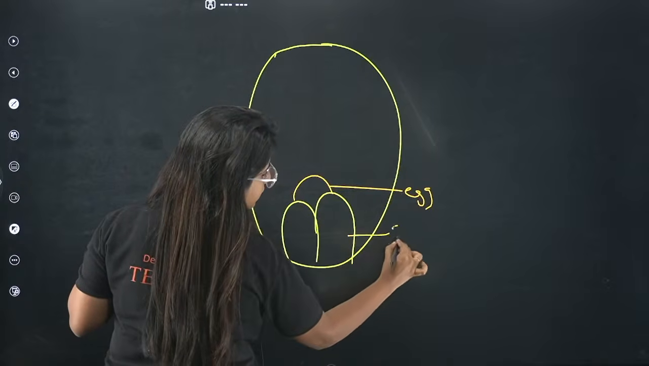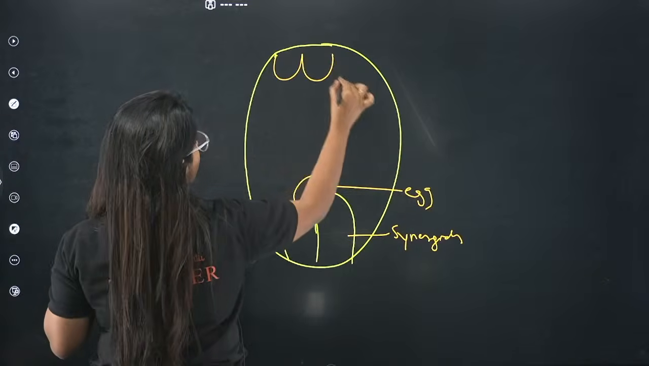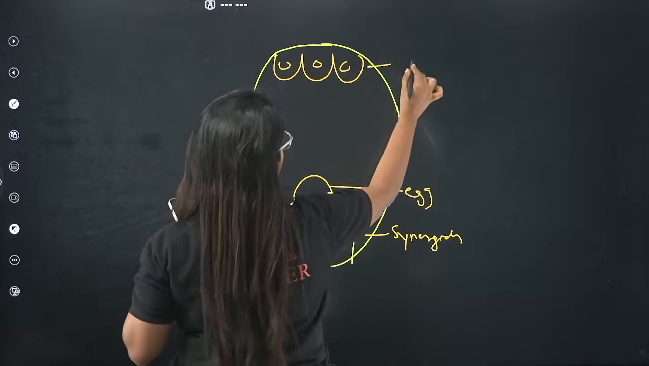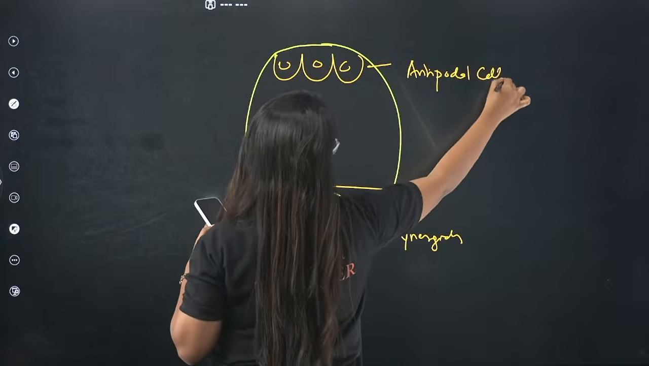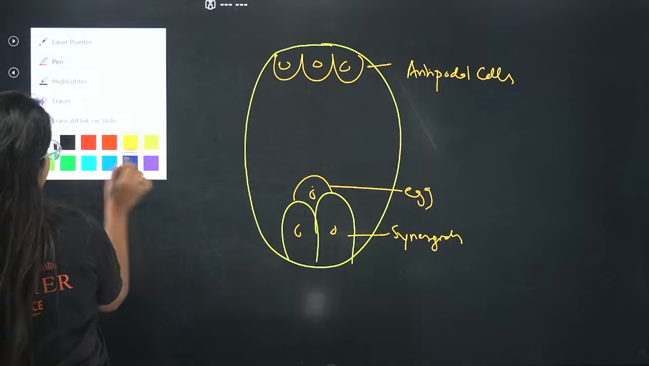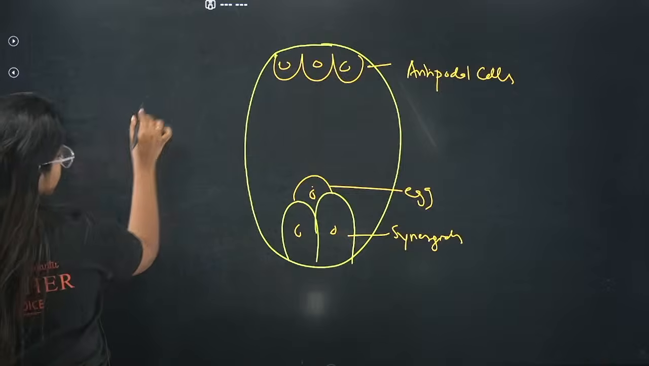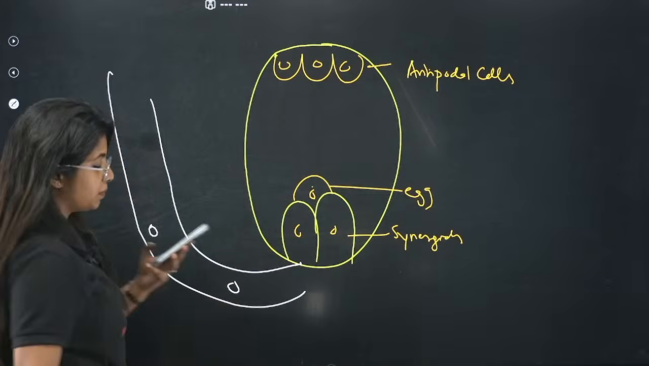This is the egg cell. These are the synergids that you have. And basically at the top, what do you have? You have the antipodal cells. Cool? Now what is going to happen? You have the pollen tube coming. The pollen tube contains what? The male gametes. It contains the male gamete.